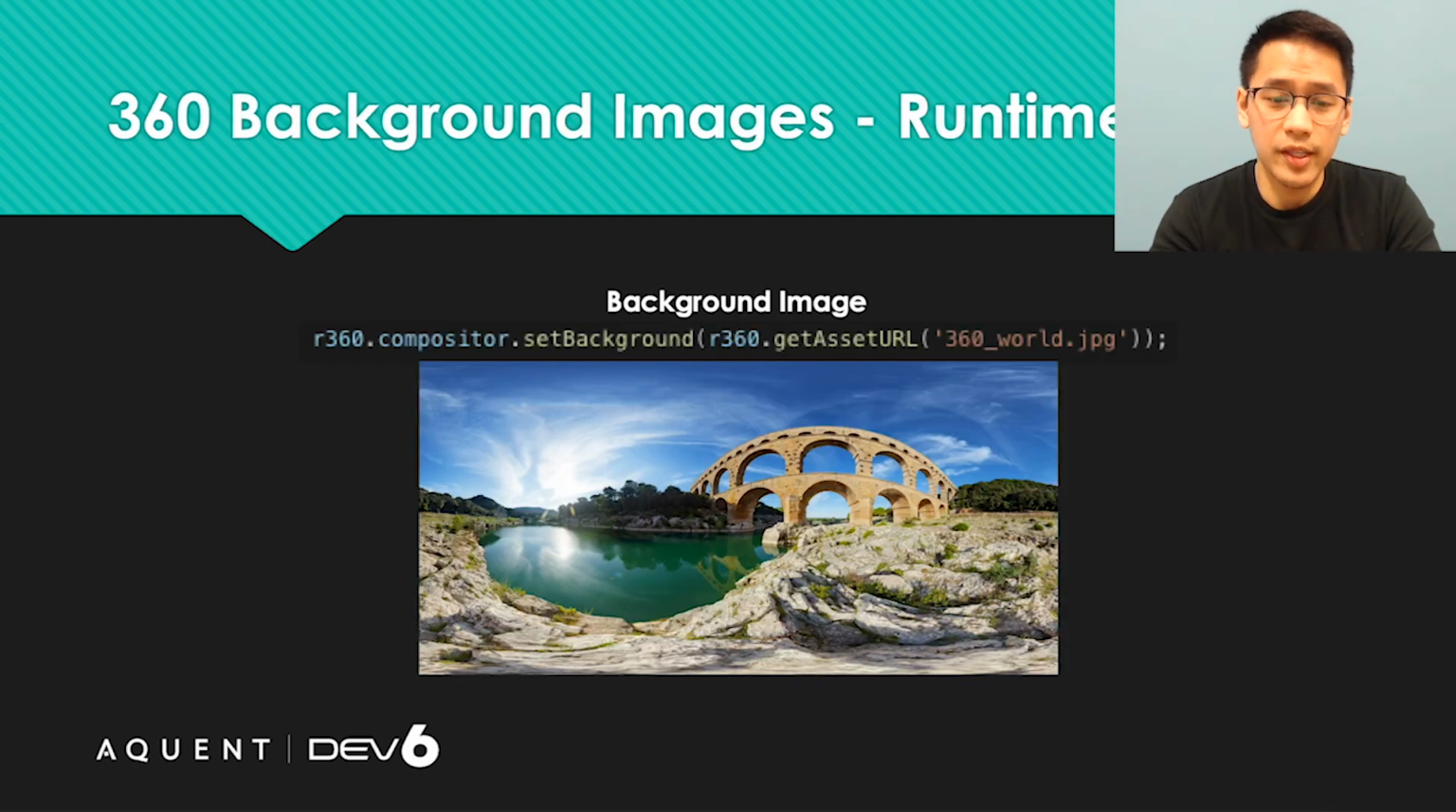So let's talk about 360 background images. We can do this in two ways. One is from the runtime, which we'll talk about here. We can set the background image if we want to only do it once. So if, let's say, we have a small application and the background doesn't really change, then we can set that in runtime using the set background method here.